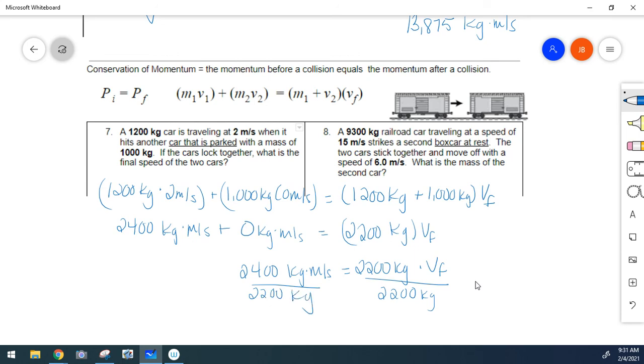Okay, so 2,400 divided by 2,200 gives us 1.09, and then kilograms cancel, so that would be meters per second. So that's going to be our final answer. All right, so go ahead and work through this one, and then try to work through number 8 as well.